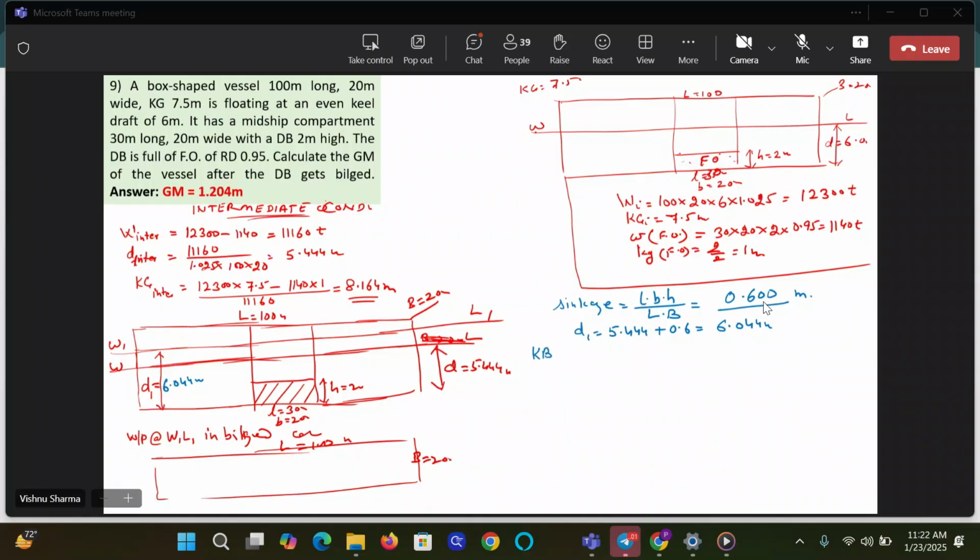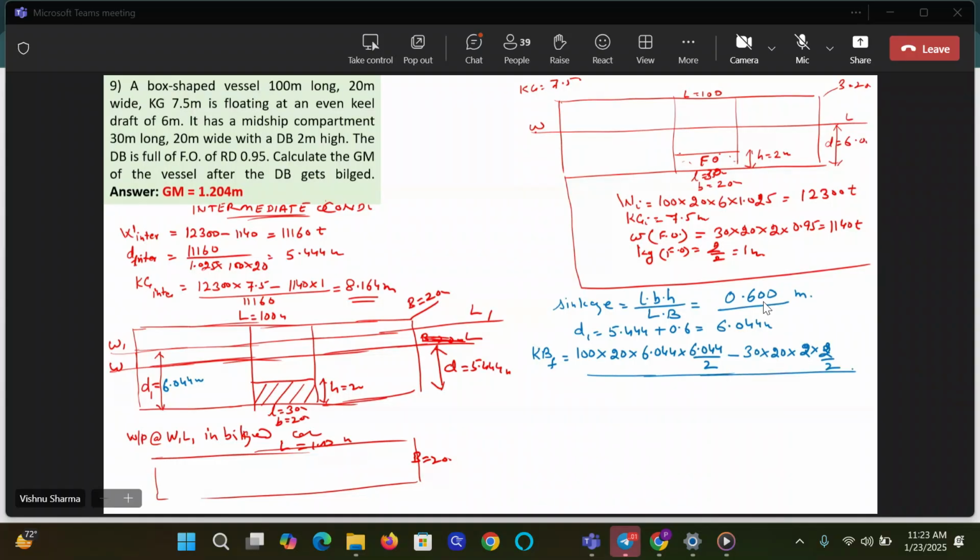No, sir. KB final? So it will be by moments. Vertical moment of underwater volume up to D1. That means 100 into 20 into 6.044 into 6.044 divided by 2, minus the vertical moment of the lost buoyancy not contributing to buoyancy, 30 into 20 into 2 into 2 by 2, divided by volume of displacement.